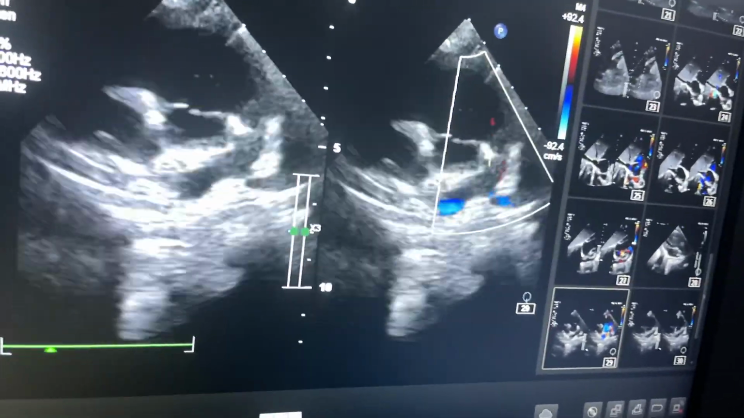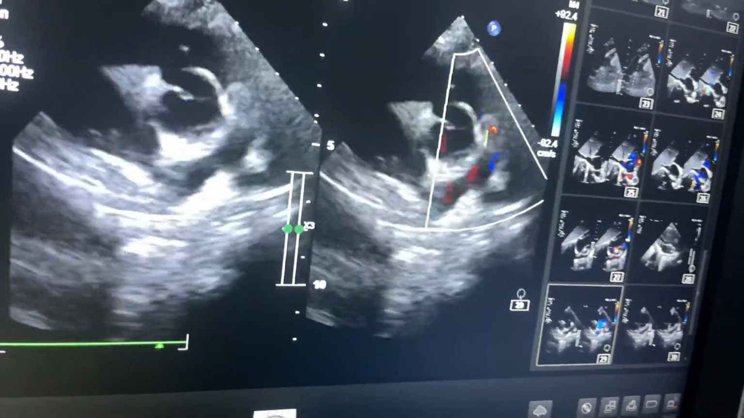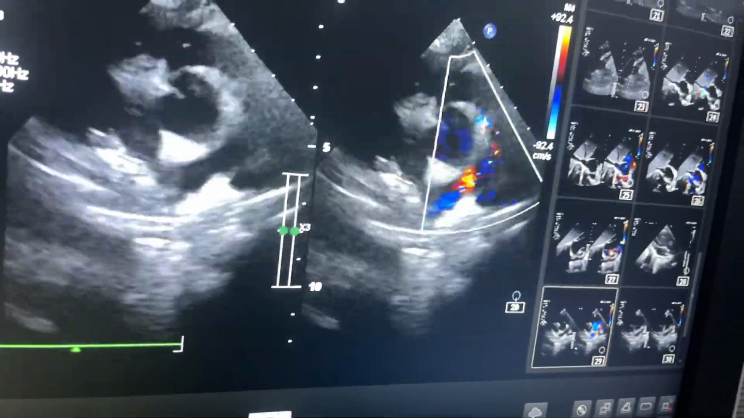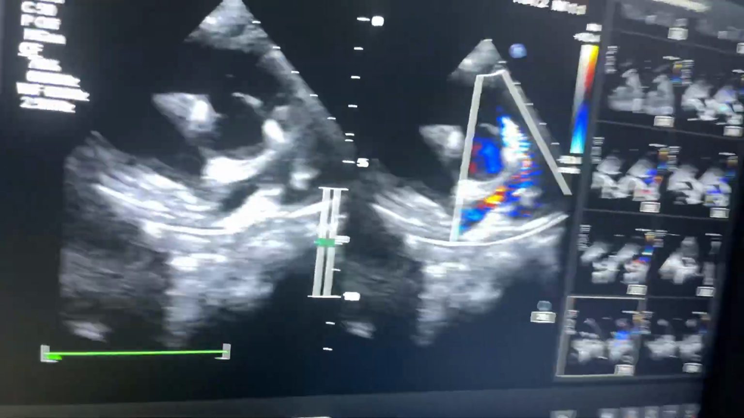This is parasternal short axis view. This is aorta. This is main pulmonary artery. This is pulmonary valve. Flow obstruction across pulmonary valve.